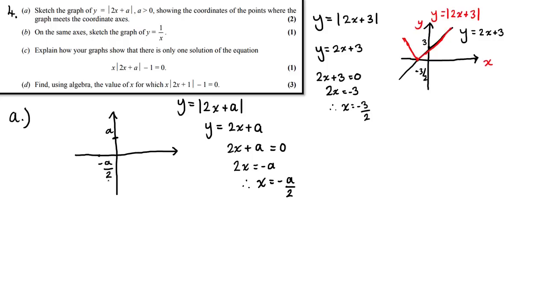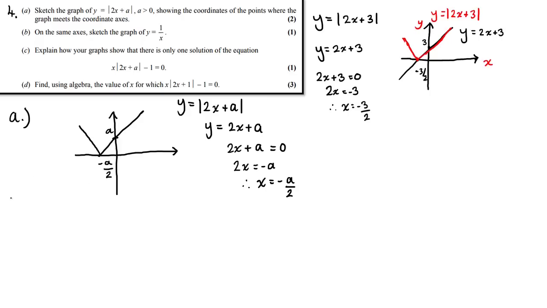Okay, and it's going to look pretty much identical to this. Again, it's going to look like that going up, and anything below would normally go beneath the x-axis, just like it did here, but because we're taking the modulus of the full thing, it will be reflected above. So it's going to look something like that. Okay, so that gives us our sketch there of y equals the modulus of 2x plus a. So that's part A done. We've also given the coordinates of the points where the graph meets the coordinate axes, so that's fine.